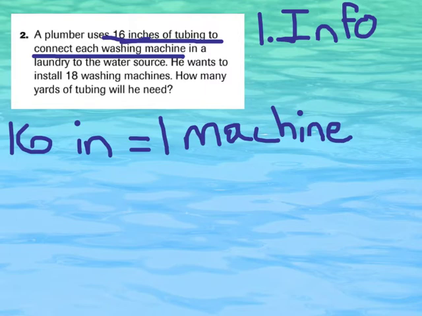He wants to install 18 washing machines. Then, read this part very carefully. It says, how many yards of tubing will he need? So the first time I read this, I just kind of multiplied 16 and 18 to find how many inches he would need for 18 washing machines. And it's very easy to overlook that word, but it says how many yards. So we need to convert it after we find it to yards.